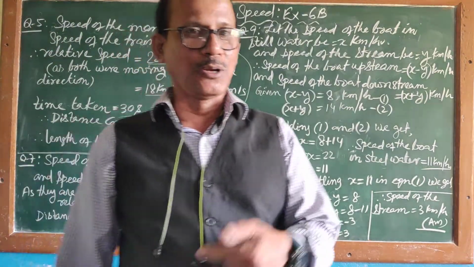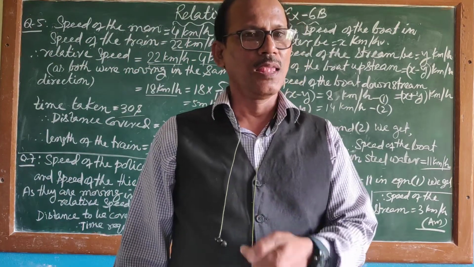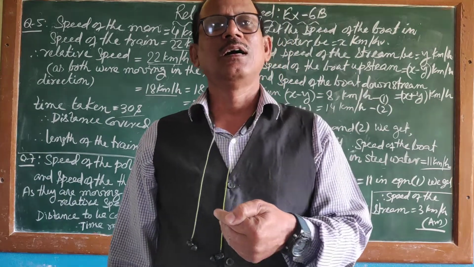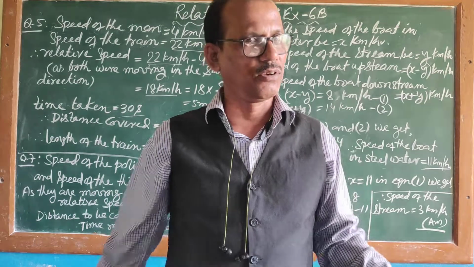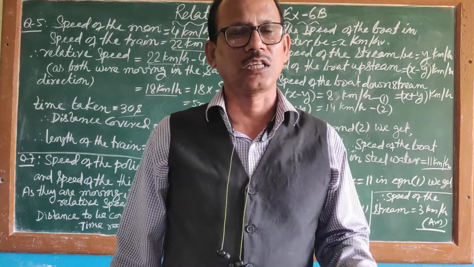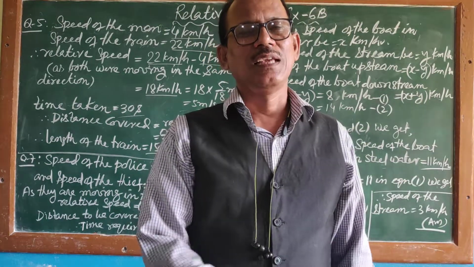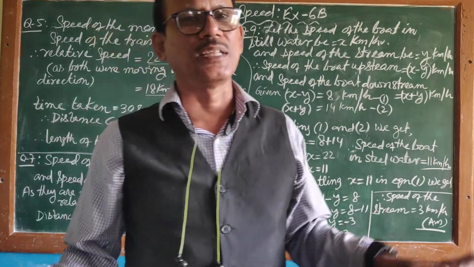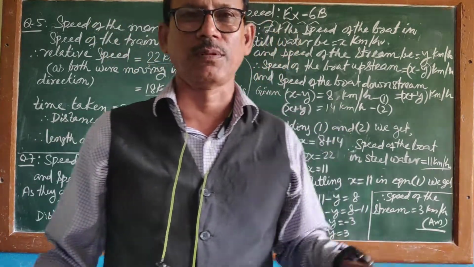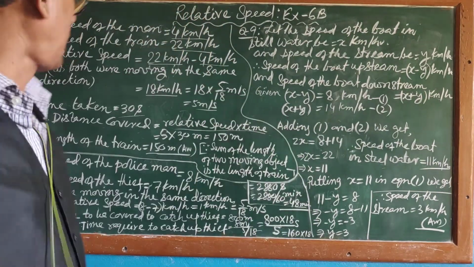Definitely the speed of the police, as you have seen in the previous video, has to be more than the speed of the thief, then only they can catch him. Otherwise they will not be able to meet and cannot catch. If the speed of the thief is more, he will run away and the police will not be able to catch him. If they have the same speed, they will maintain the same distance. So the speed of the police has to be more, but how much more?